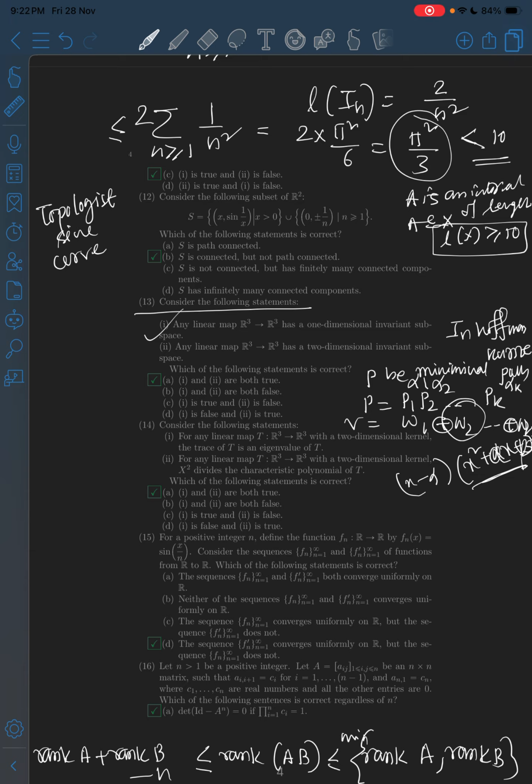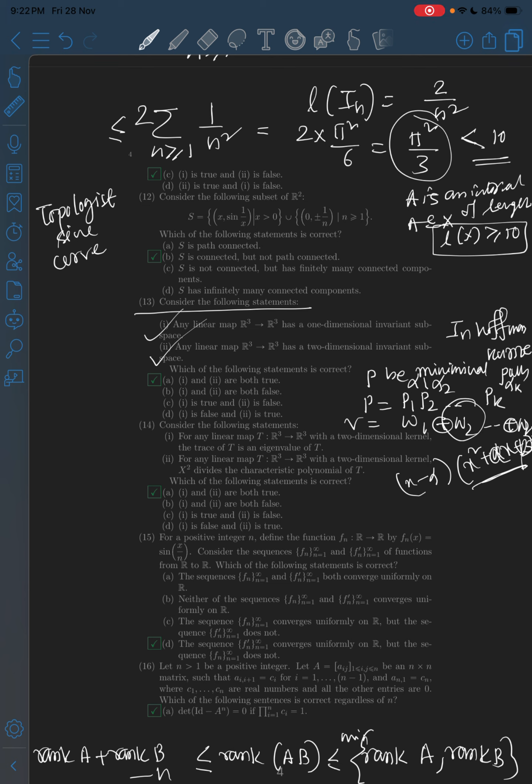This theorem you will not get in Friedberg's book. So that's why for the TIFR NBHM exam, the Hoffman-Kunze book is very, very important, and you need to read this concept. Okay, so if you know this theorem, then it is obvious.